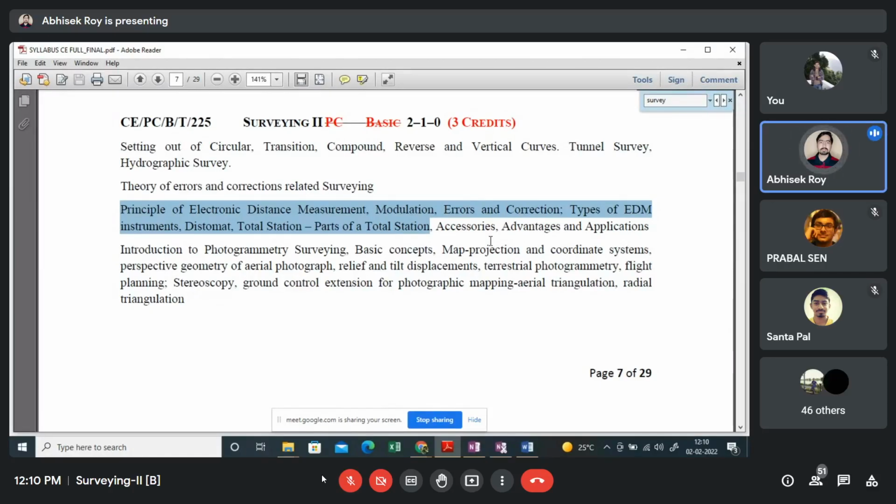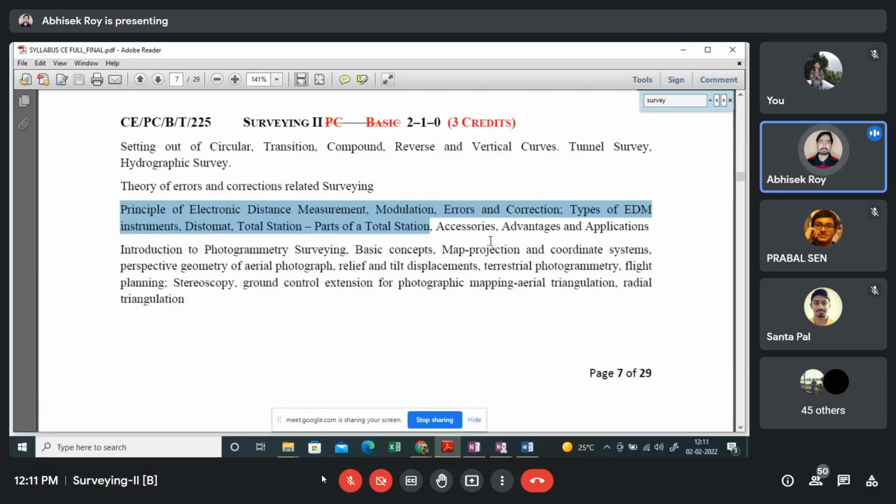From the next week we are having offline class, and when you have the surveying laboratory, at that time also we'll have offline class. Majority of the practicals will depend on the total station, because we have lost many theodolites, so we will purchase only a few theodolites and majority total stations, so that you can learn some advanced tools.